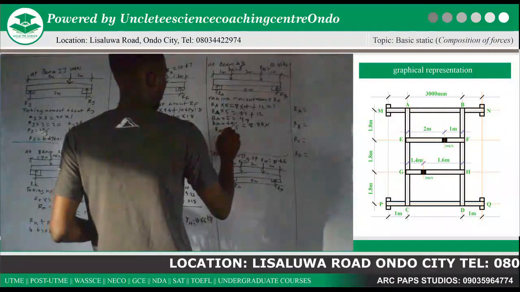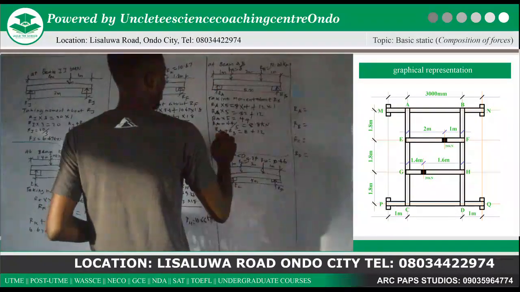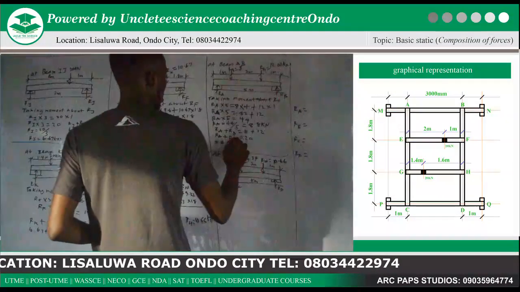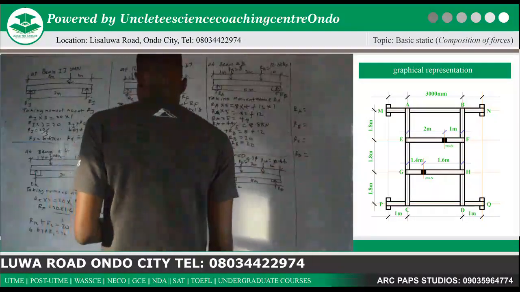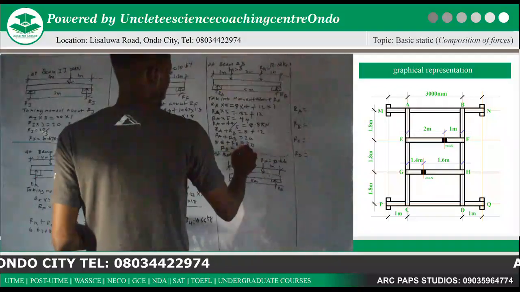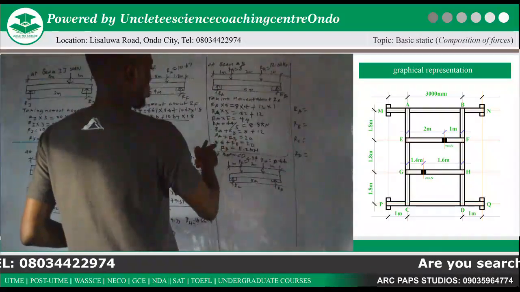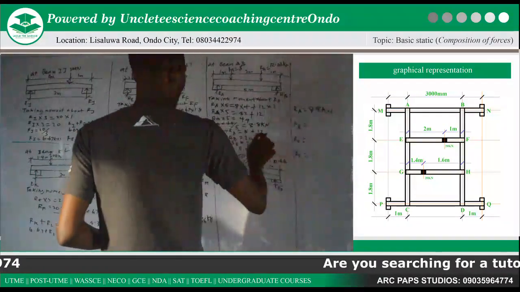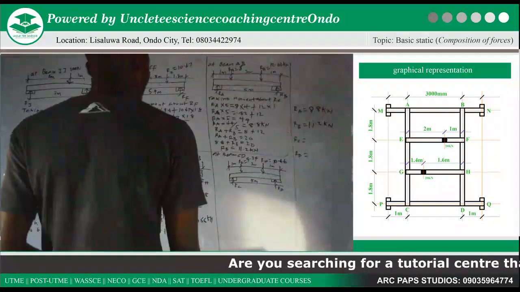So RA plus RB is equal to 8 plus 12. It means RA plus RB is equal to 20. We have gotten our RA to be 8.8, so our RB will then give us 20 minus 8.8, that's very simple, that will give us 11.2 kilonewton. So our reaction at A is 8.8 kilonewton. Our reaction at B is 11.2 kilonewton. Now let's go to the last beam there, which is beam CD.